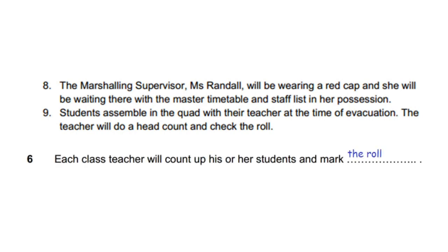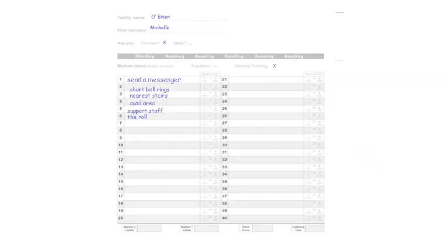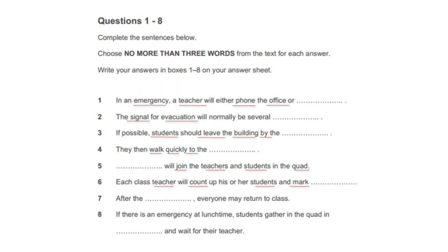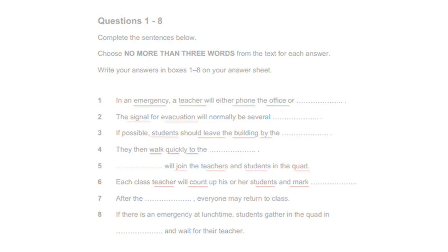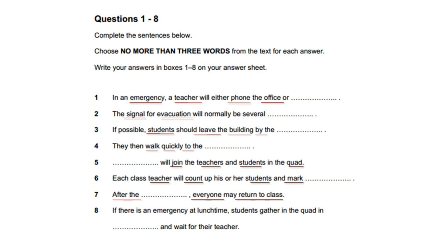So we can now see that the missing words are the roll. So on your answer sheet, write the roll under the 6th answer. Then return to the question paper and look at question 7. For question 7, you need to complete the following sentence. After the something, everyone may return to class. First, underline any keywords. I would underline after the, everyone, return to class. Then go back up to the text and scan the text for the answer.